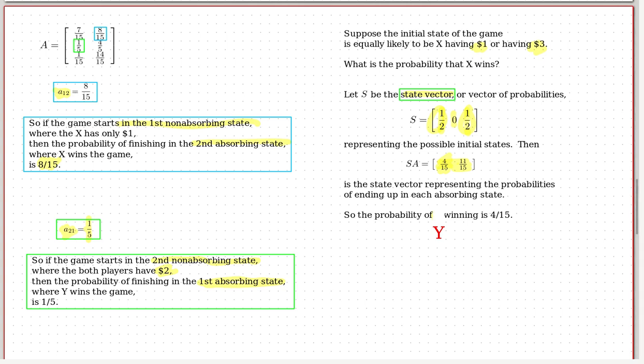Oh, I got to fix that. Okay. That we end up in the first absorbing state. Now, the first absorbing state was when X has $0, and therefore Y would win, right? So in this situation, the probability of Y winning is 4/15, and the probability of X winning is actually 11/15. I will fix that.